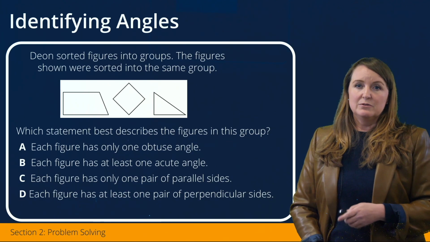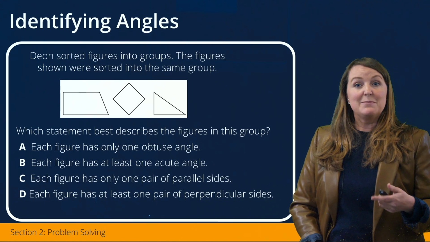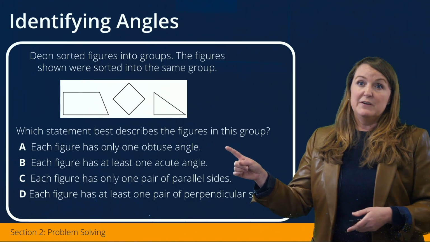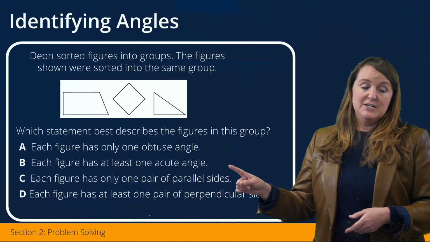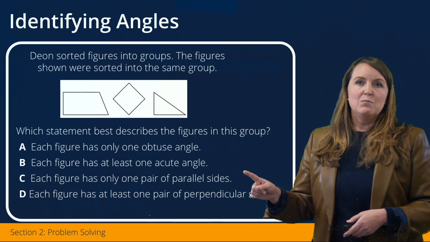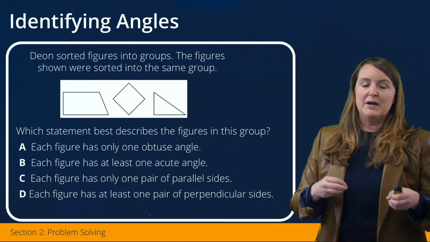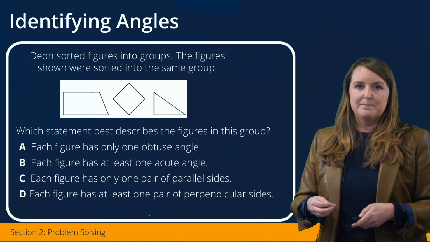So Dion has to look at these figures and then figure out, well, which of these statements is true? Is it true that each figure only has one obtuse angle? Each figure has at least one acute angle? Each figure has only one pair of parallel sides? Or each figure has at least one pair of perpendicular sides?